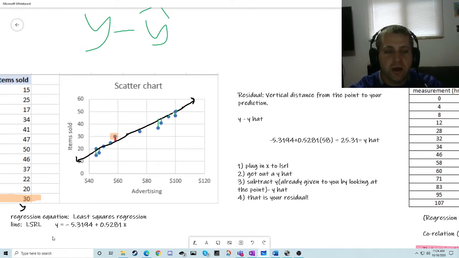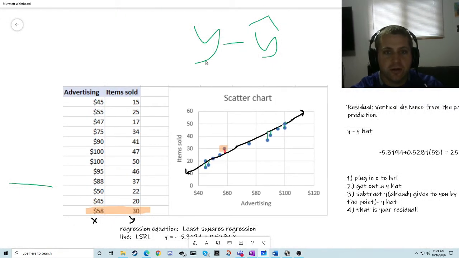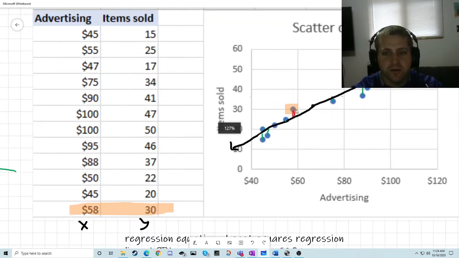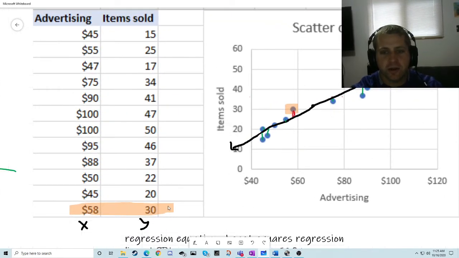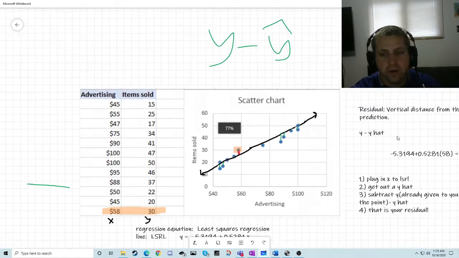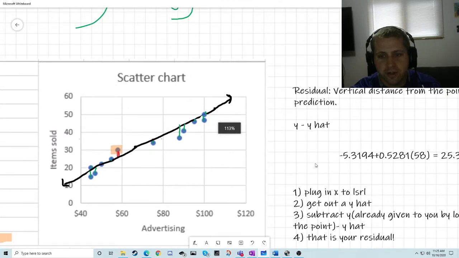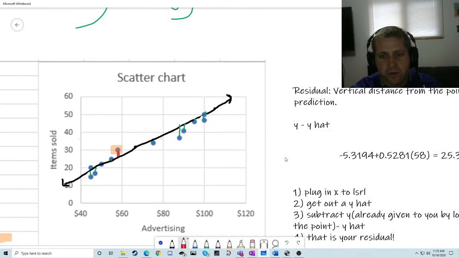So the actual y is just given to you. If this is the point, I highlighted the point we're going to use in tan. It's over 58, up 30. So the actual y value is 30. I was already given that. So I already know my actual y is 30. So it's going to be 30 minus something, right?